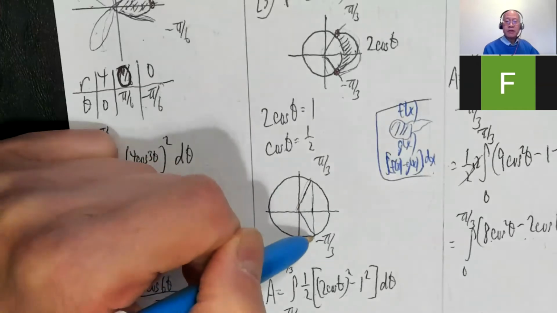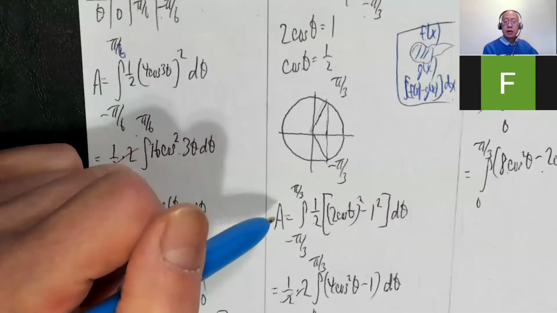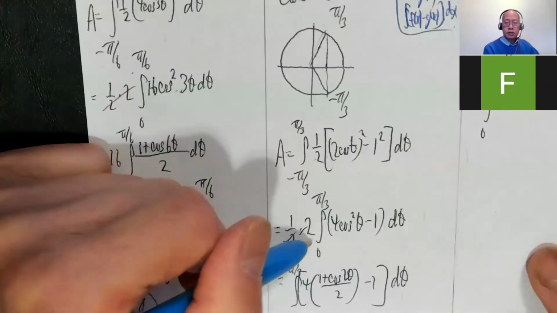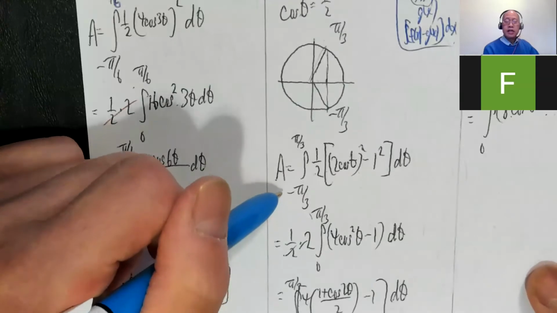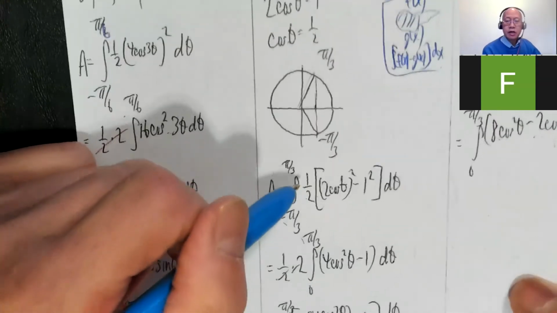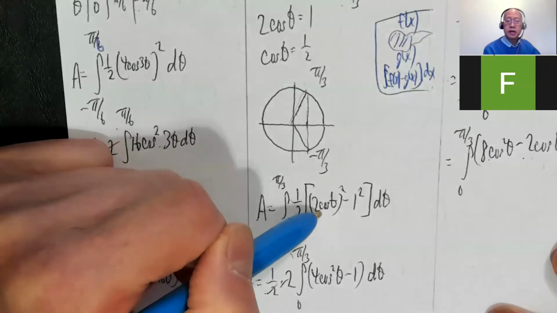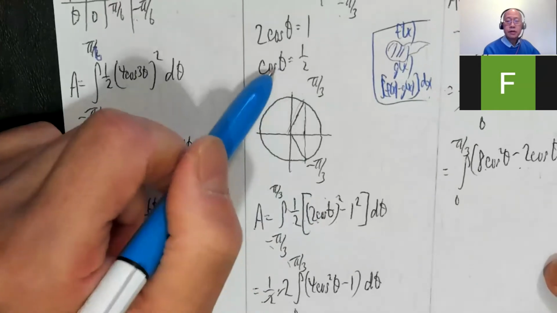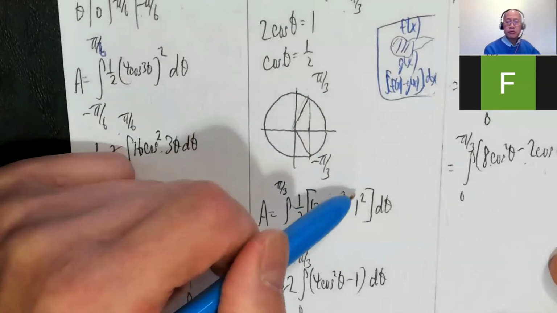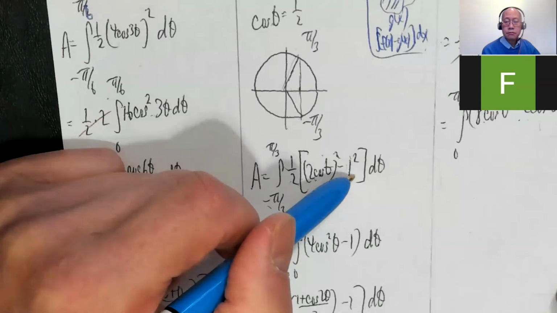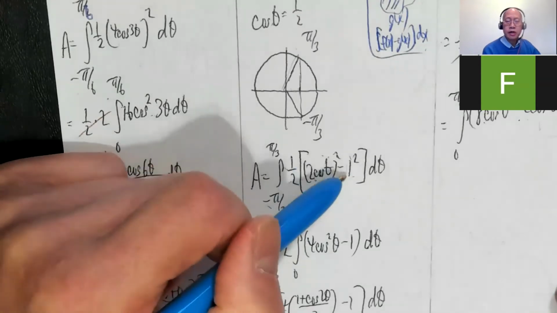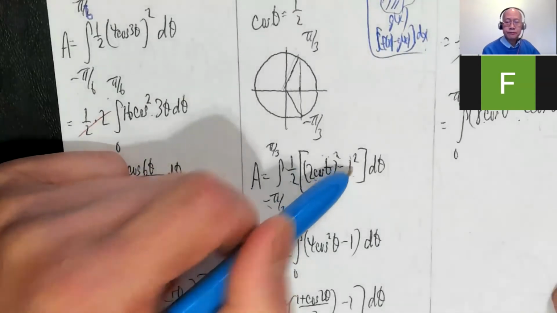And yes, since I'm going from negative pi over 3 to pi over 3 with symmetry, I'll go from 0 to pi over 3. Okay, so at least at the beginning, negative pi over 3 to pi over 3, 1/2 bigger r squared, so 2 cosine theta squared, minus the smaller 1 squared. So it's 1/2 big R squared minus 1/2 little r squared.